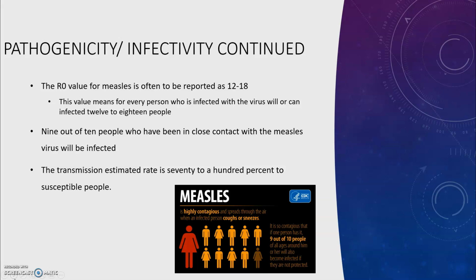Pathogenicity and infectivity continued. The R0 value for measles is often reported as 12 to 18. This value means that every person who is infected with the virus will or can infect 12 to 18 people. 9 out of 10 people who have been in close contact with the measles virus will be infected. The transmission estimated rate is 70 to 100% to susceptible people.